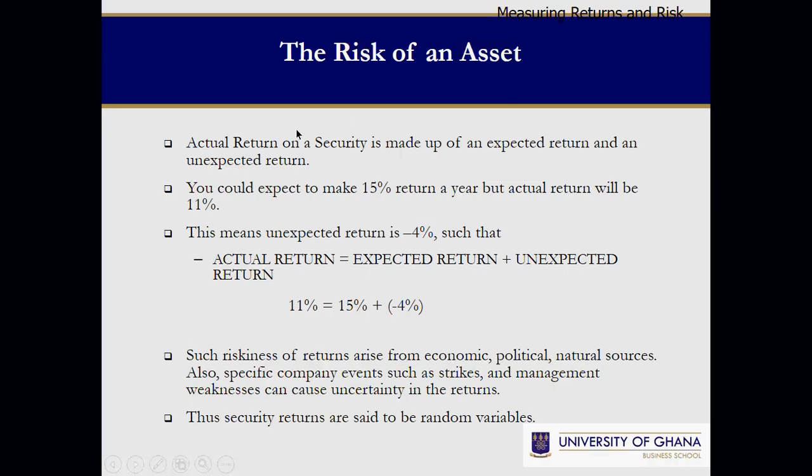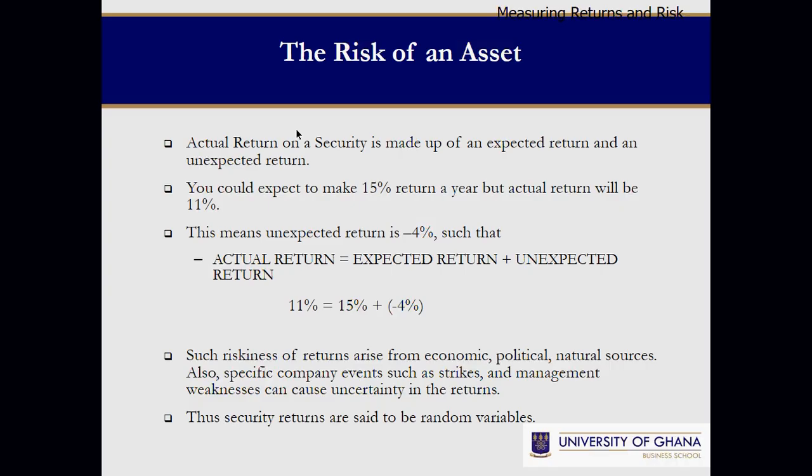So the risk of an asset. Actual return on a security is made up of an expected return and an unexpected return. So meaning that whenever we are going to invest in an asset, normally we know the returns that we are going to get, and there are some returns that we don't really expect to get, right? So there's one that we can calculate, which is the expected return, and the one that we cannot calculate is the unexpected return. The unexpected return can be influenced by inflation. That will let the value of your investment decrease and the like.